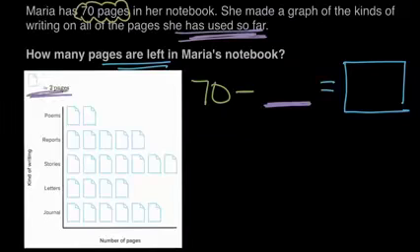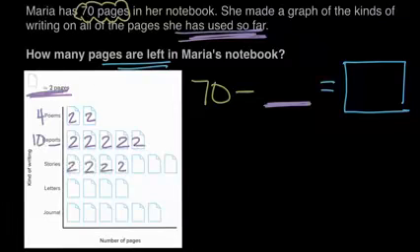So for poems, she wrote on 2 pages and another 2 pages, or she wrote on a total of 4 pages about poems. She did reports on 2, 4, 6, 8, 10 pages. She wrote stories. She wrote a lot of stories. She wrote stories on 2, 4, 6, 8, 10, 12, 14 pages of stories.